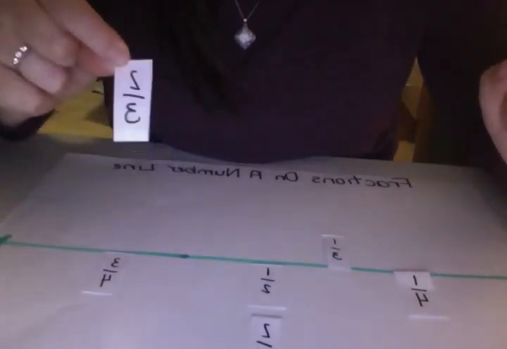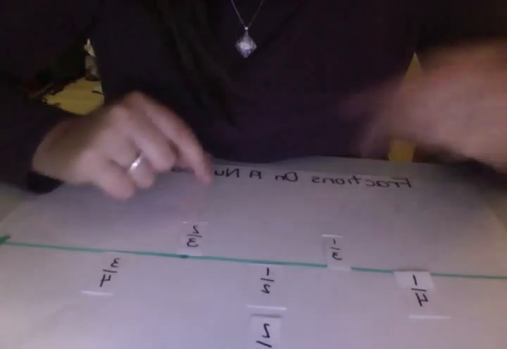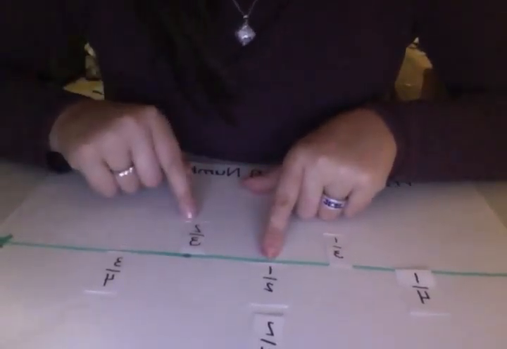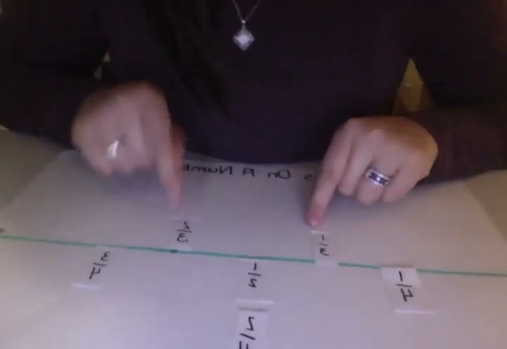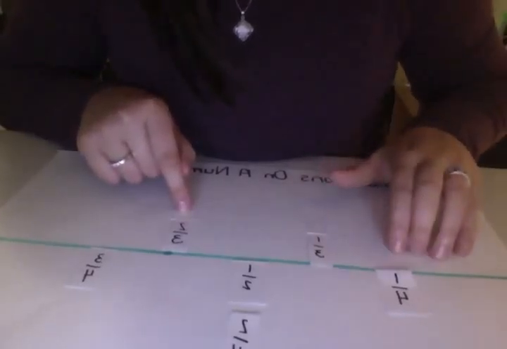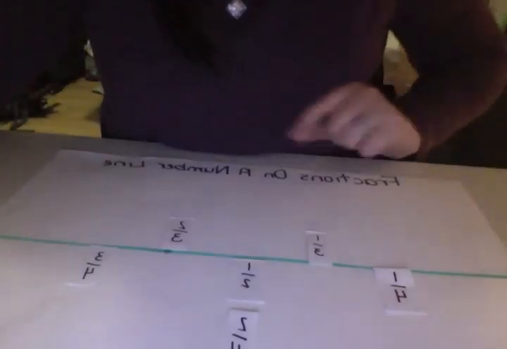Does anyone know where 2/3 goes? Very good. 2/3 goes right between 1/2 and 3/4. Does anyone know what 2/3 is as a percent? Very good, 66%. So remember, thirds are split into 3 equal parts, which we can see as 1, 2, 3. Great job, class, putting fractions on a number line.